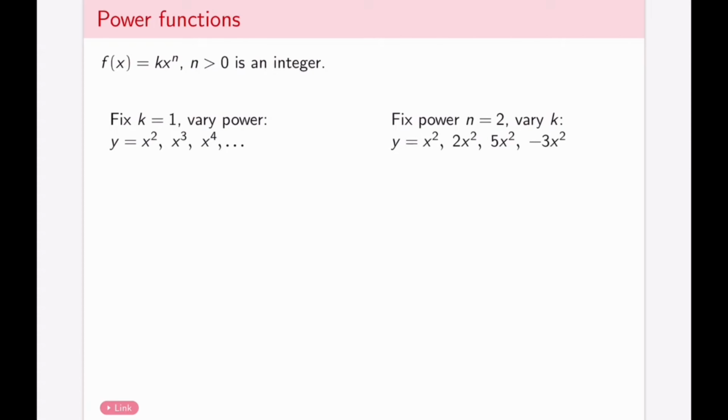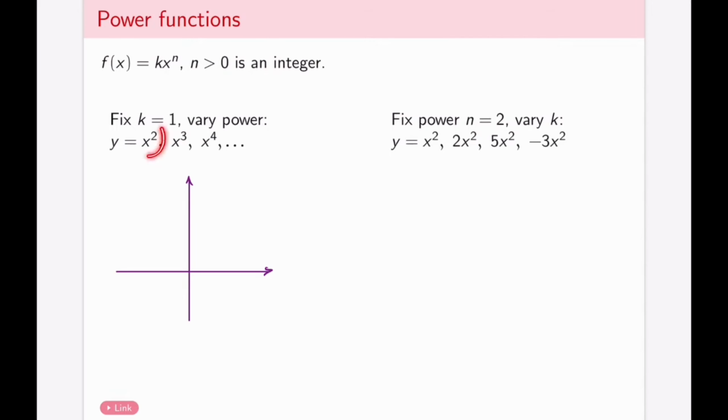Just to get a feel of what these functions might possibly look like, we will take a look at two cases here. First of all, we're going to fix the k, and we will let it be 1. So I'm going to basically ignore the fact that k is there, it's equal to 1, and I'm going to vary this value for n. So what we're going to get is things like x squared, x cubed, x to the fourth, and so on. What do these functions look like? Let's do a quick sketch of what we think x squared, x cubed, x to the fourth, and so on look like, and more importantly, what do they look like together on the same graph?